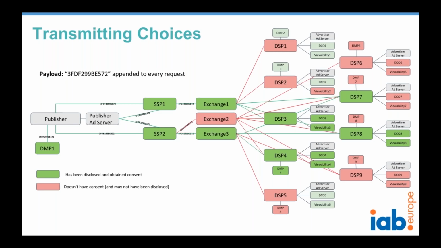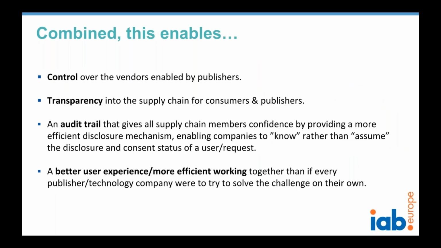If we go to the next slide, please. As I mentioned, this gives control over the vendors enabled by publishers. There's transparency into the supply chain. We have an audit trail. We know which version is used. We can go back, and we have a fair timestamp of when this was given, so we potentially can figure out the user.